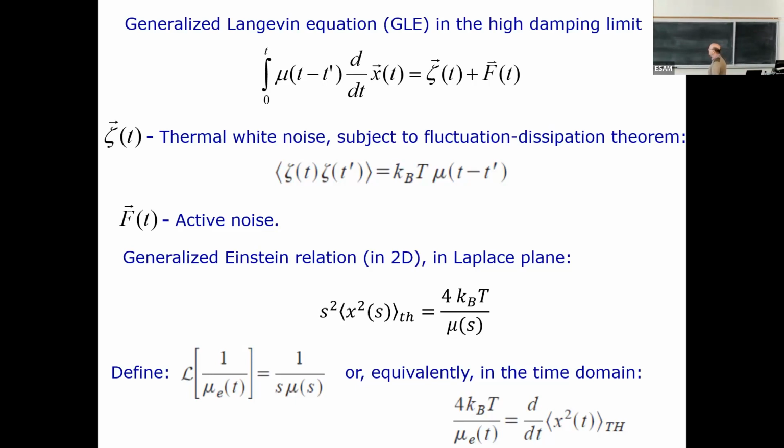Thermal noise obeys fluctuation dissipation theory, and that means when you translate this to the thermal MSD, there is a relation between this memory kernel in Laplace space and the MSD in Laplace space.